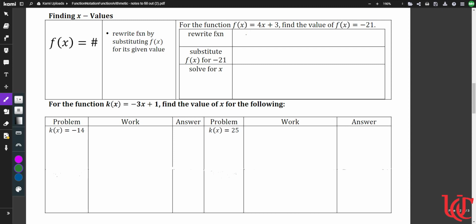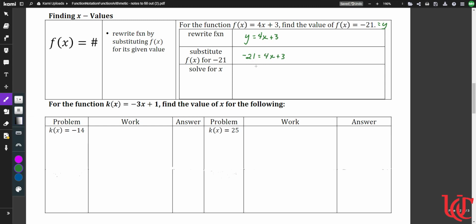So we're going to first write y equals 4x plus 3. And now f of x is negative 21. So that is the same thing as y. I would probably put this here. So you kind of have to know what different things equal. So this is going to be negative 21 equals 4x plus 3. And then we just get to solve like normal.